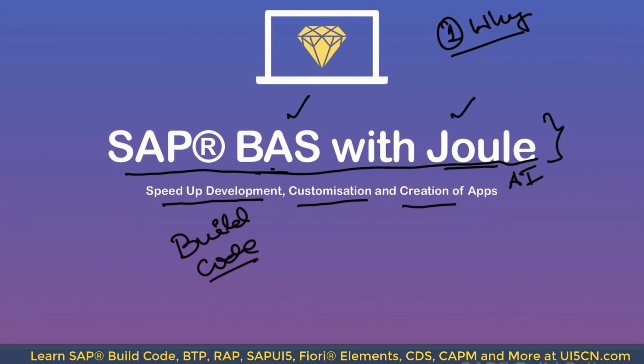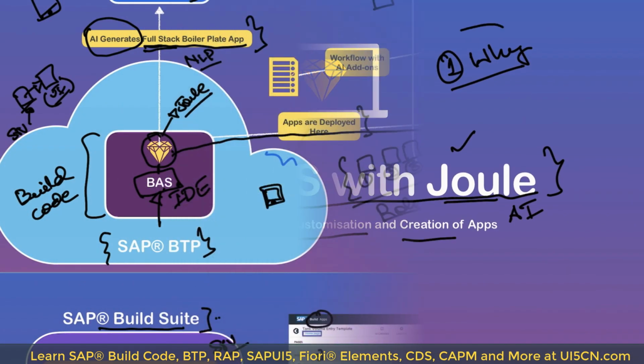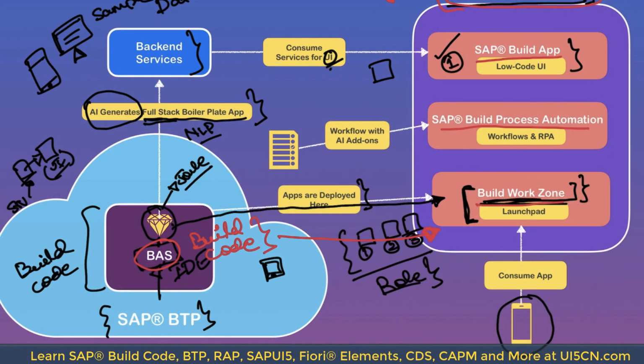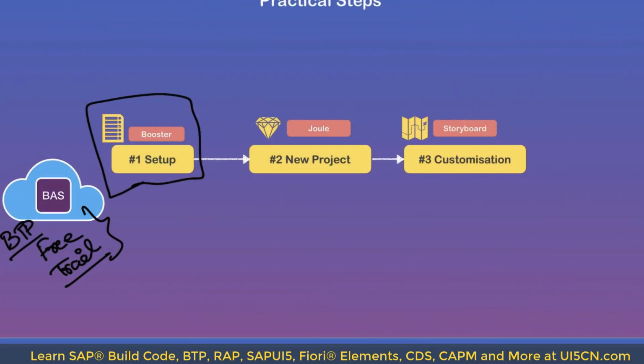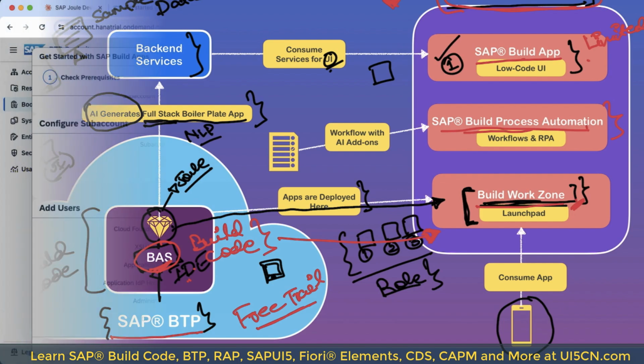Within this course, we will start with the basic understanding of what is SAP Build Code, which is actually SAP BAS with Joule and other AI capabilities. First, we will understand it from a theoretical angle: the architecture, how the apps are put together, what is SAP Build Suite, and once we have a certain degree of basic understanding, we will start with the hands-on.